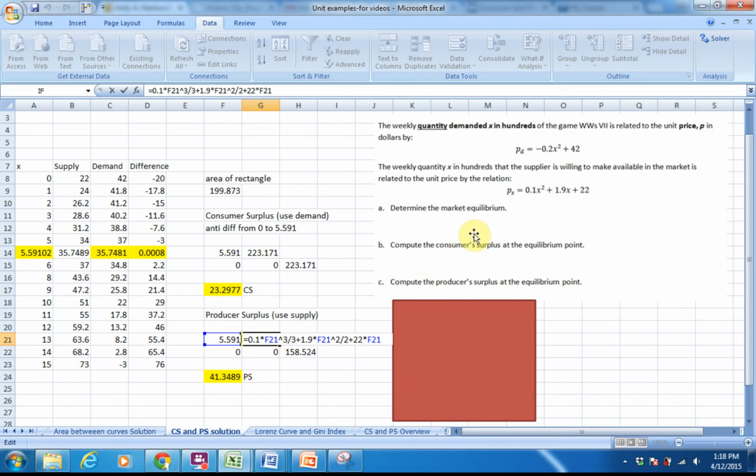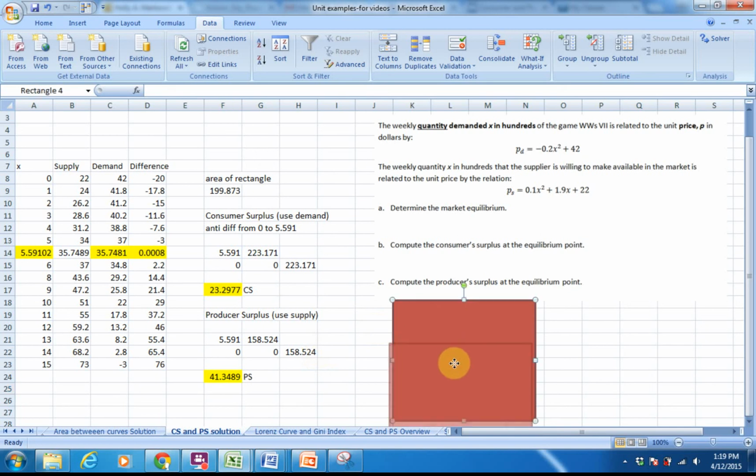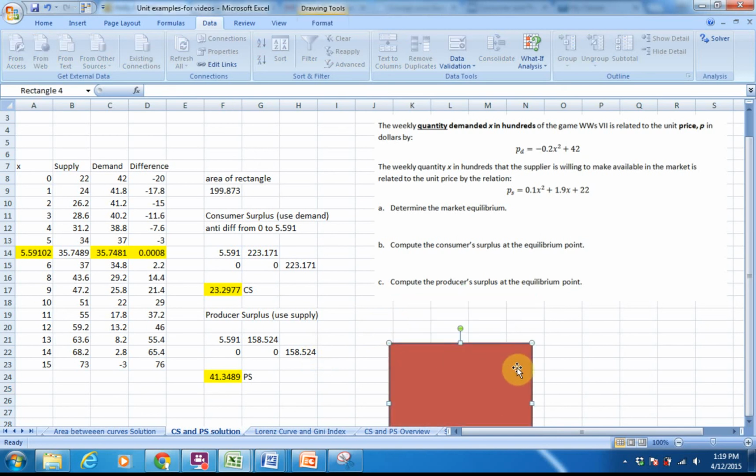Here, I simply took the antiderivative of my supply function. You can see that I've just raised the power, divided, done the things that I needed there. And this value, 158.524, is less than the value of the rectangle. So that should give you an idea of how we're going to subtract. Here you can see that we took the area of the rectangle and subtracted that 158.524. And that is the value that we get as we compute the producer surplus.